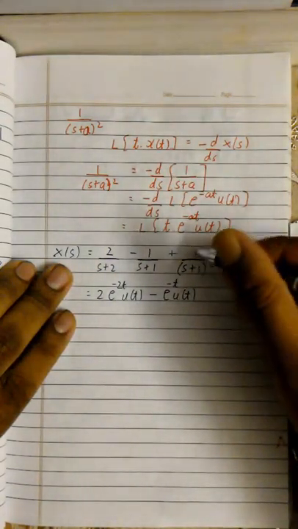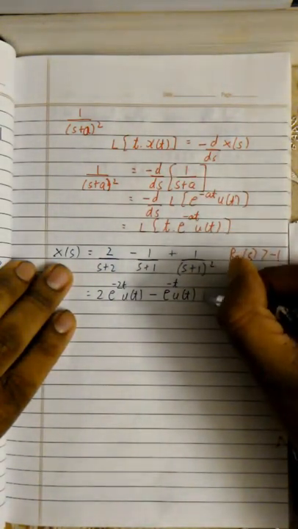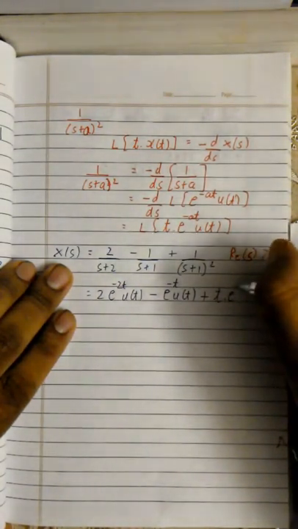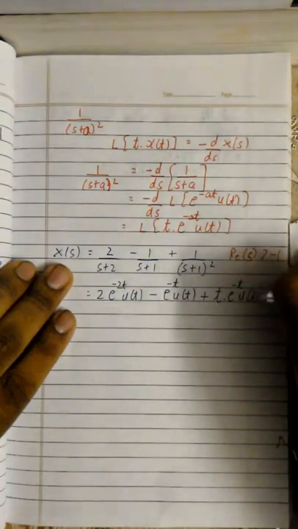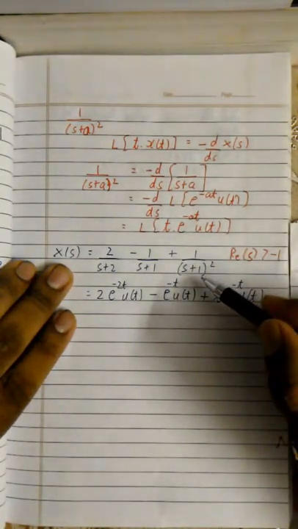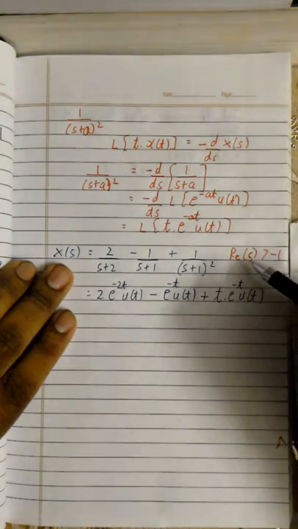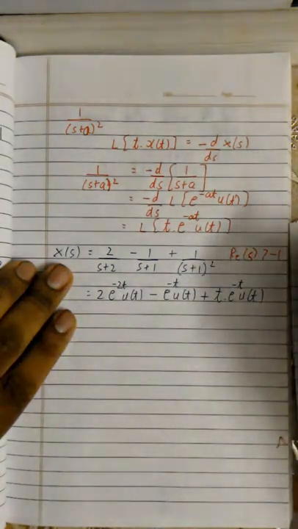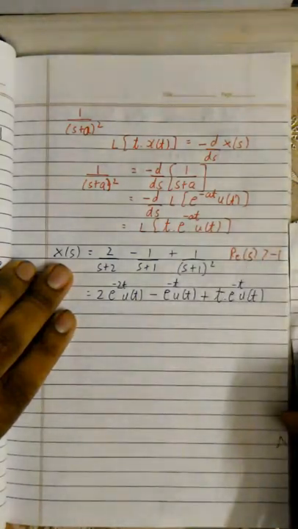And the Laplace inverse of this, you have already found it over here. It is nothing but t into e raised to minus t u of t. Here also the pole is s is equal to minus 1, so real part of s is greater than minus 1. So this is also a right-sided signal. So all are right-sided signals. Okay, this is your answer.